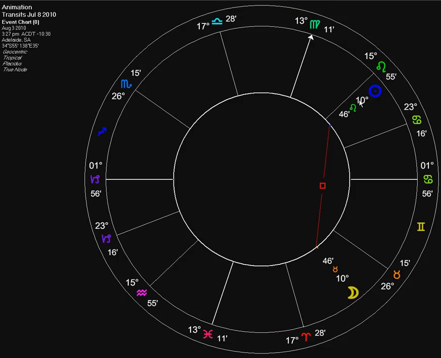This is known as the last quarter. We've passed the opposition and we're coming back. This is when, if you look up in the sky, the moon is only half illuminated. This occurs on August 3rd, 2010.